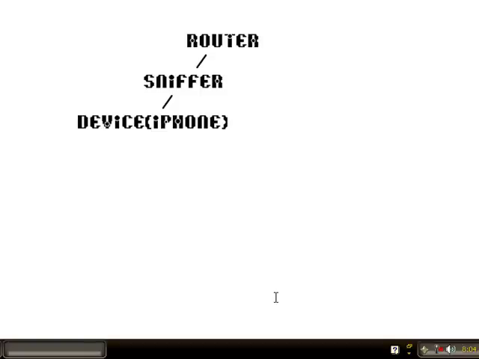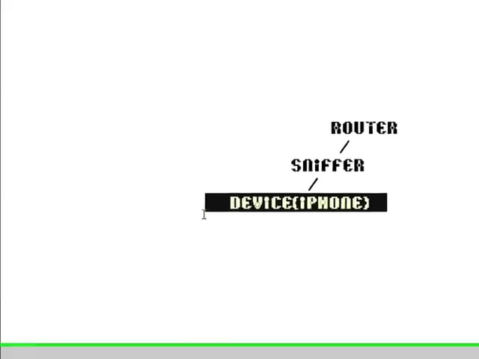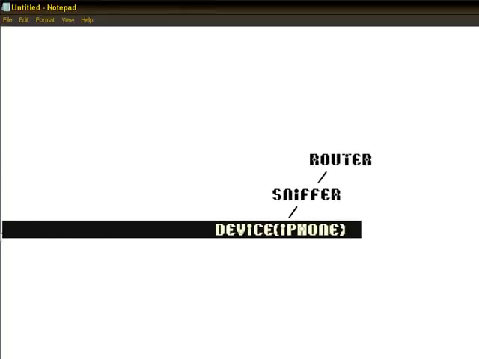Today I'm going to show you how to do a man-in-the-middle connection using a pretty good software called Cain and Abel. A man-in-the-middle connection is simply getting all the information, actually sniffing on a specific device in your network.